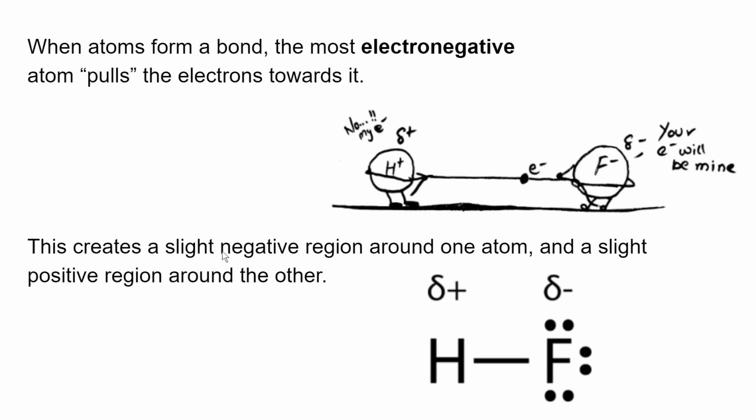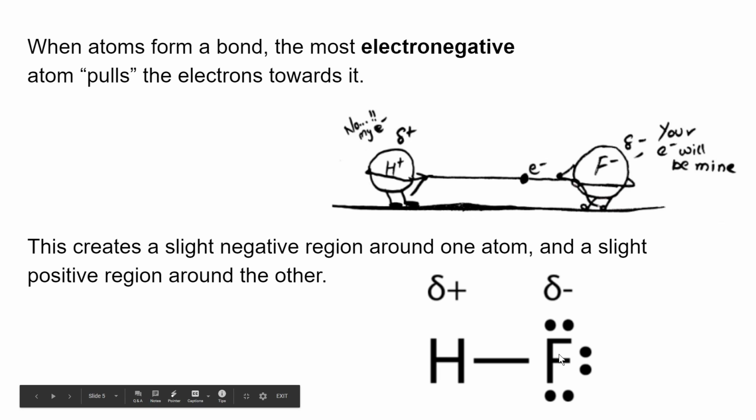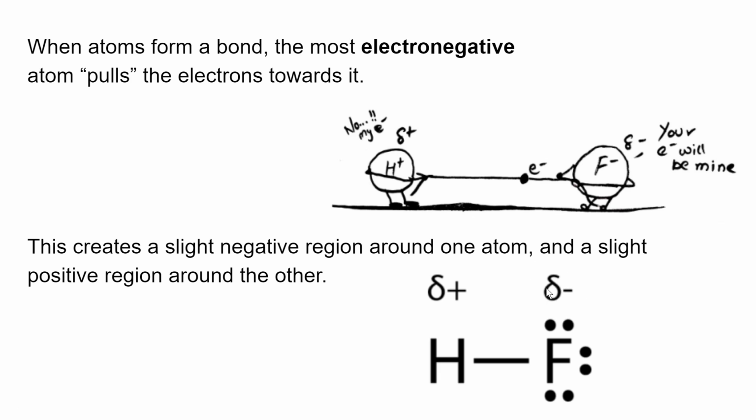Importantly, this creates a slight negative region around one atom and a slight positive region around the other. How we draw this: we've got hydrogen here bonding to fluorine. Fluorine is more electronegative. It's pulling these electrons in the bond towards itself, and it's getting a slight negative charge. We draw this symbol here. In chemistry we call this delta negative, which means slightly negative. Okay? This is slightly positive.